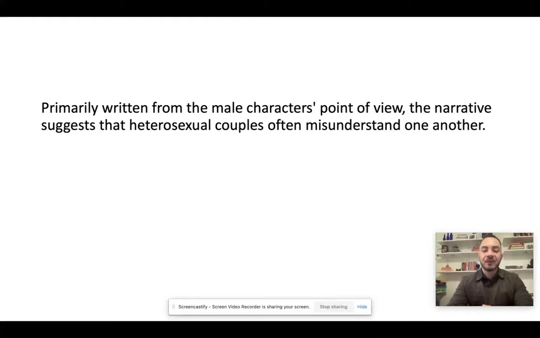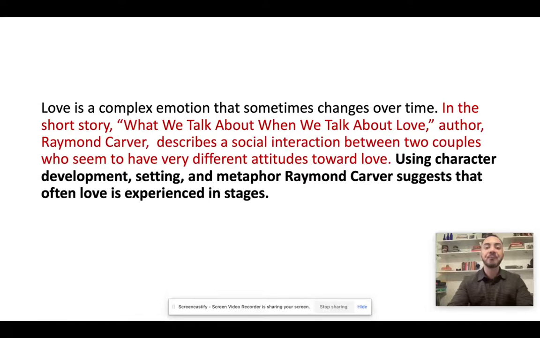You might also choose to take this in a very different direction. Here's an example. Primarily written from the male character's point of view, the narrative suggests that heterosexual couples often misunderstand one another. So, taking a different approach to a theme, you might think about how the narrative is commenting on social structures. In this case, the way in which cisgendered men and women interact with one another.